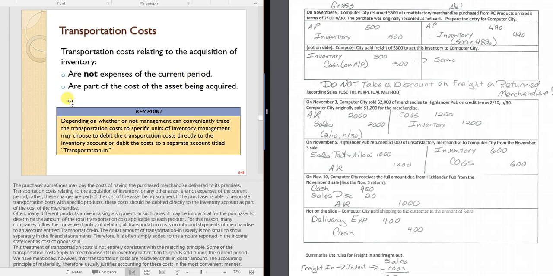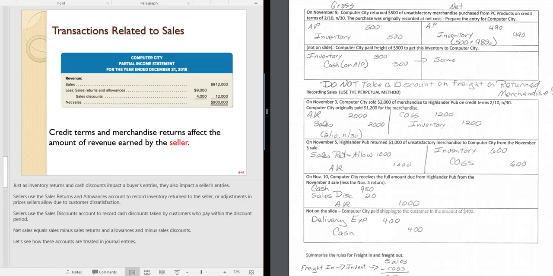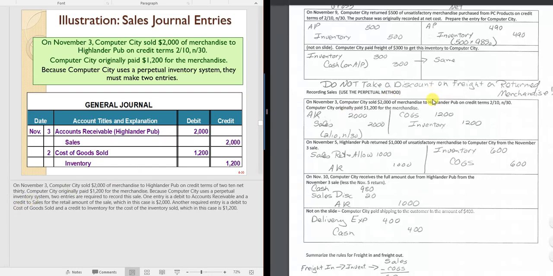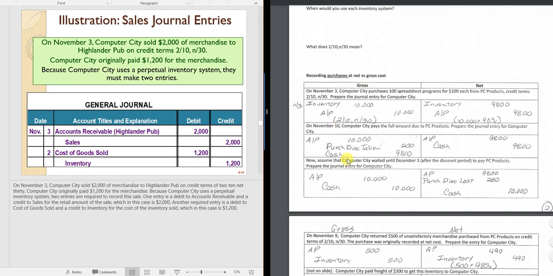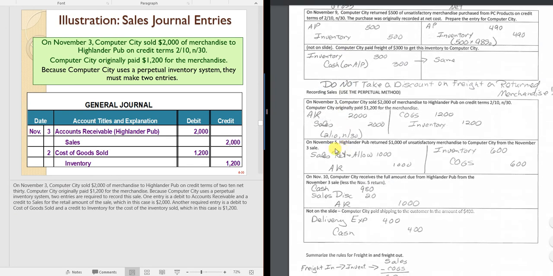So transportation costs are part of the asset being acquired. We already talked about that. Okay, so now we're going to do sales. Notice this was the purchaser side of it. Now I'm going to do the seller side of it.